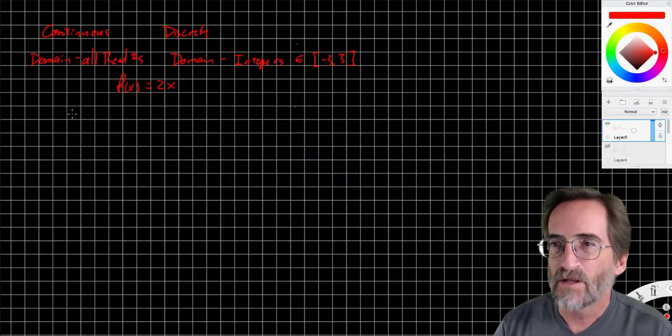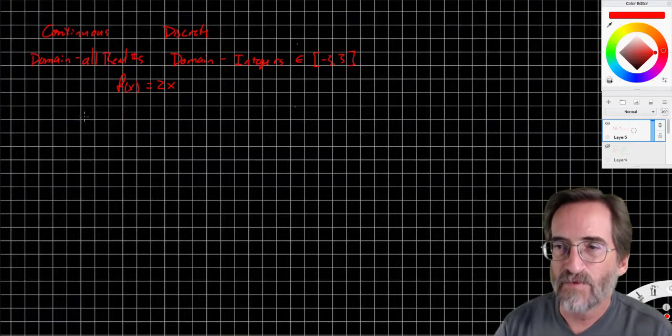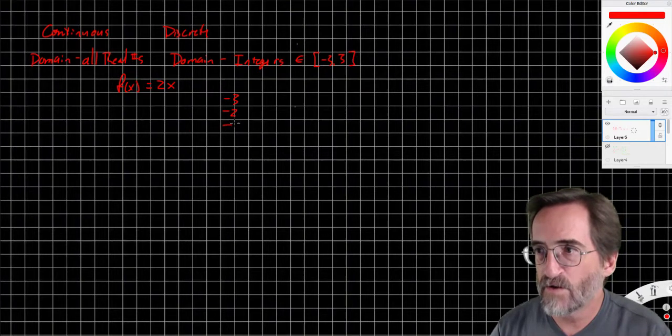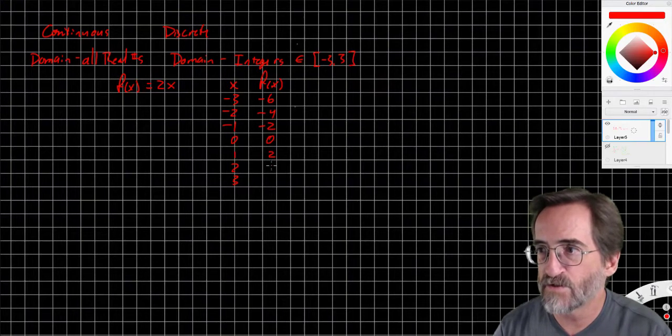So let's see how this plays out. If I use the discrete case, I input a -3, a -2, a -1, a 0, a 1, a 2, a 3 as our x values. And our f of x values: 2 times -3 is -6, 2 times -2 is -4, 2 times -1 is -2, 2 times 0 is 0, 2 times 1 is 2, 2 times 2 is 4, and 2 times 3 is 6.